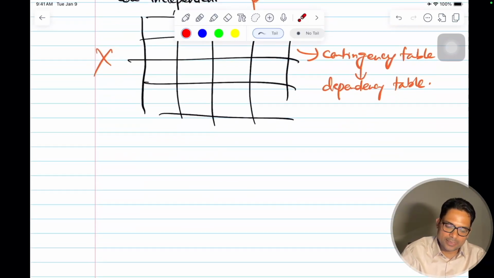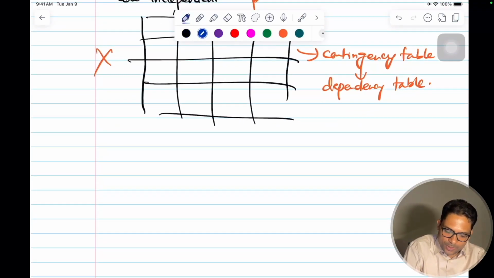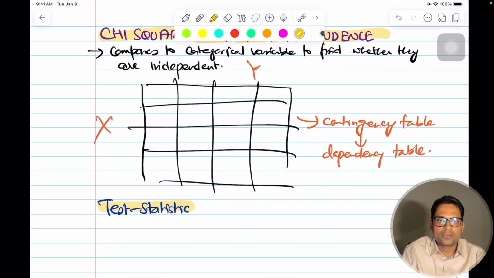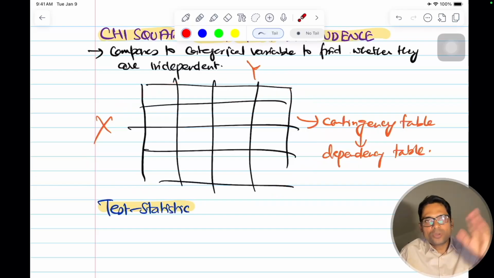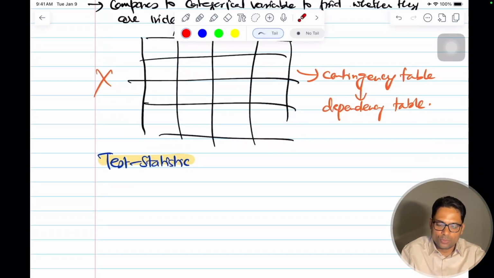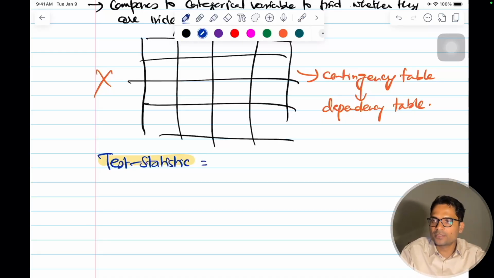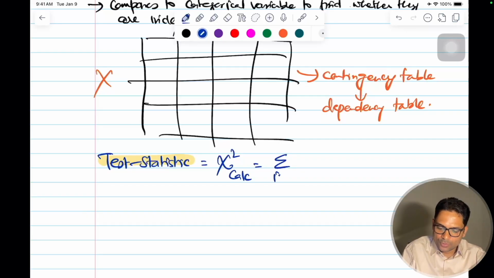And the test statistic here is a slightly modified format of the chi-square. There we had only a single variable, one was known and the other unknown, and now we have two variables together where both are unknown. So we'll take both of them into account, and the test statistic becomes chi-square calculated equals summation over both row and column, so i equal to 1 to r and j equal to 1 to c.